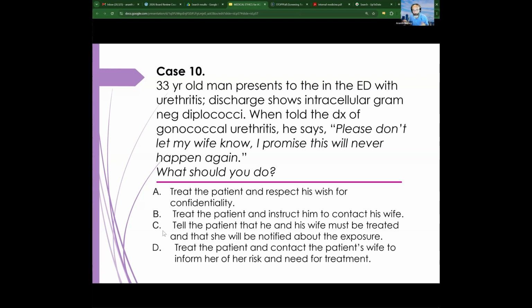What should you do? Sharon, if we could launch the next poll, thank you. Should we treat the patient and respect their wish for confidentiality? Should we treat the patient and then instruct him to contact his wife? Should we tell the patient that he and his wife must be treated and then she will be notified about the exposure? Or should we treat the patient and contact the patient's wife to inform her of her risk and need for treatment?